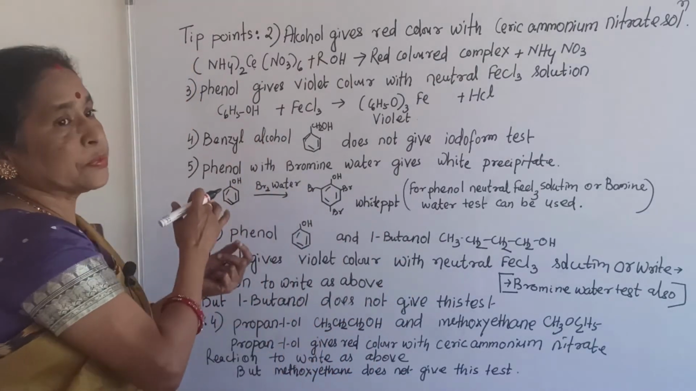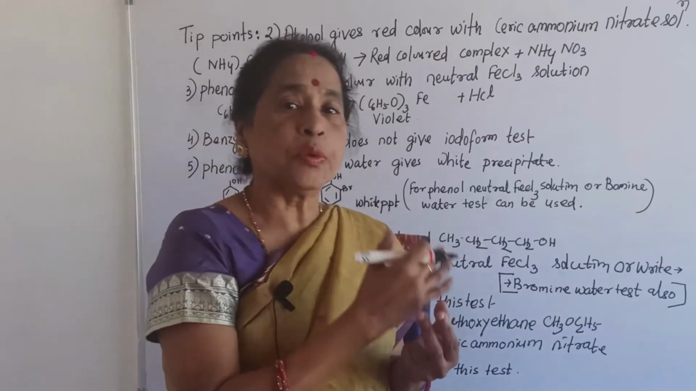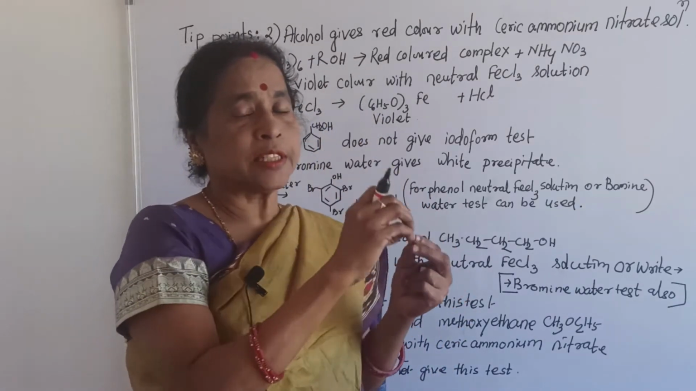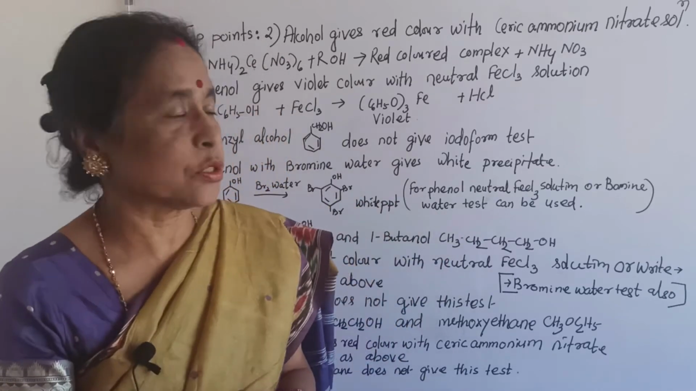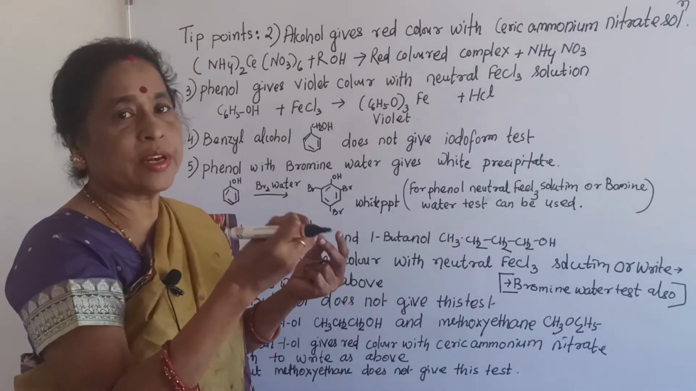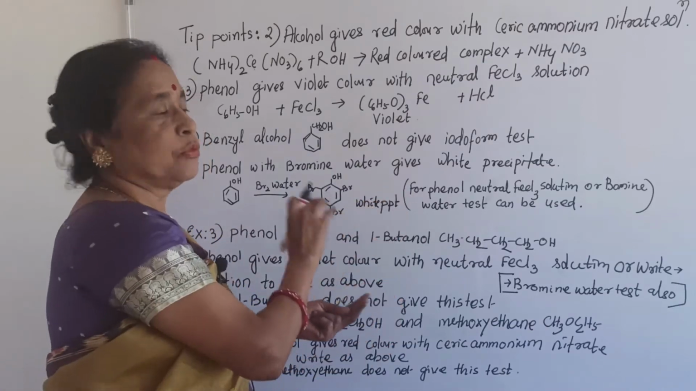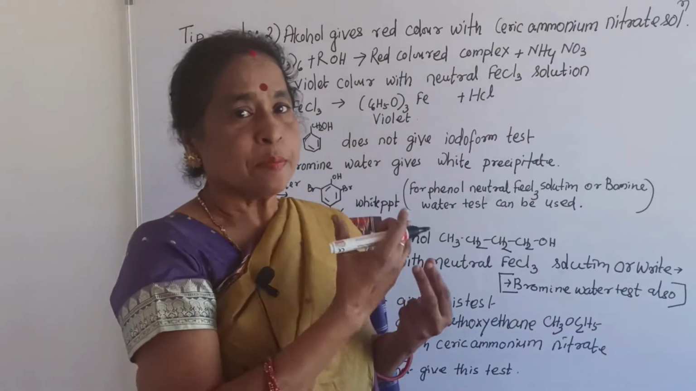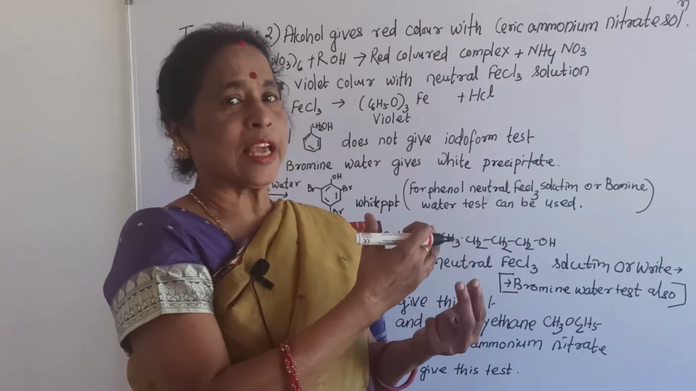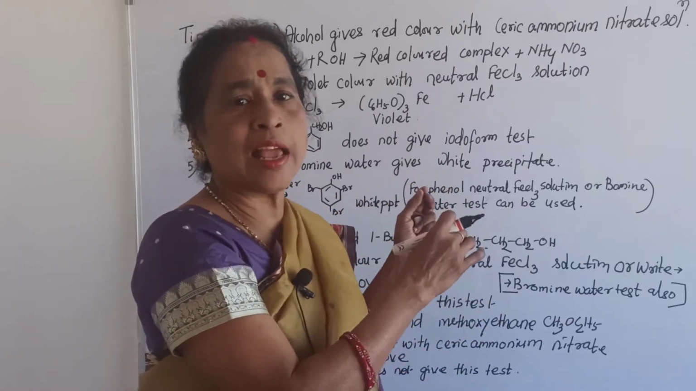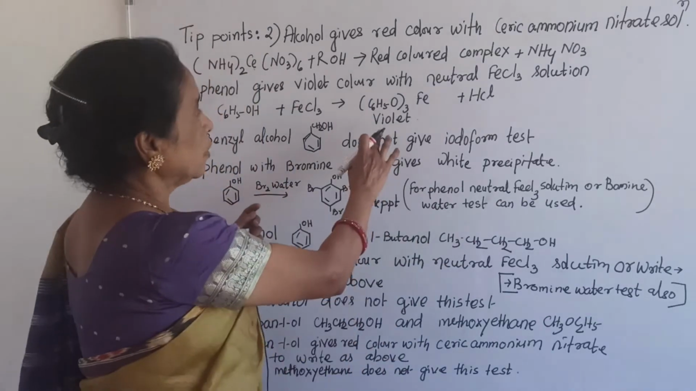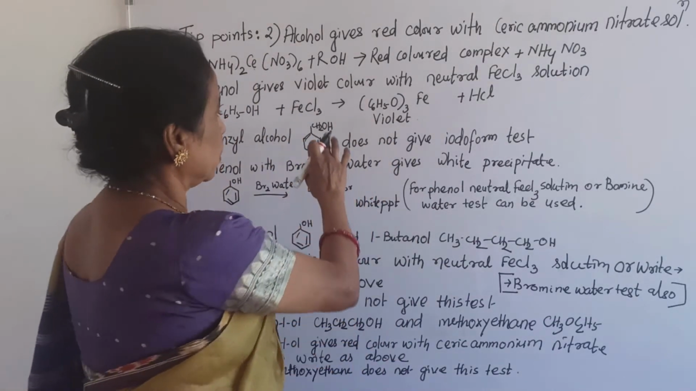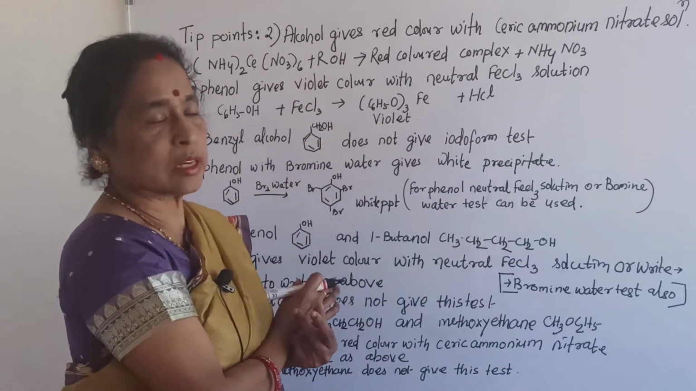Then phenol gives violet color with neutral ferric chloride solution. If phenol is treated with neutral ferric chloride solution, or you can say ferric chloride solution is added to phenol, then it gives violet color. That is very important, because by its color it can be known that it is a phenol. So here you will take phenol and neutral ferric chloride solution, and it gives violet color.